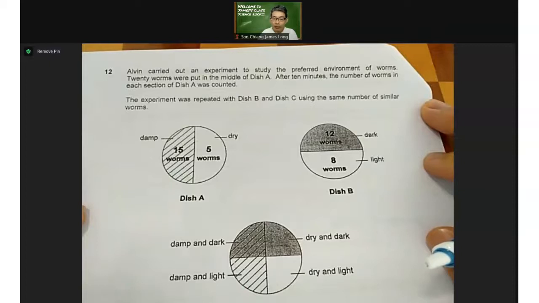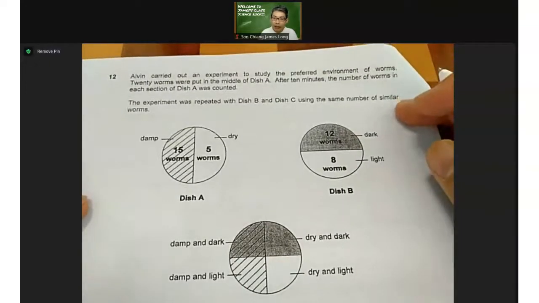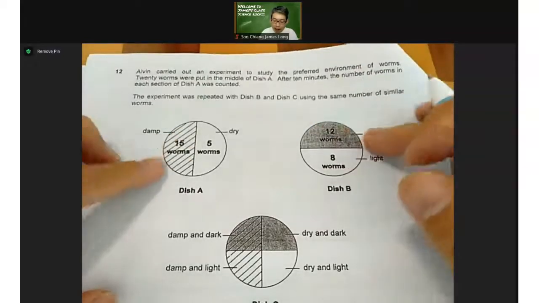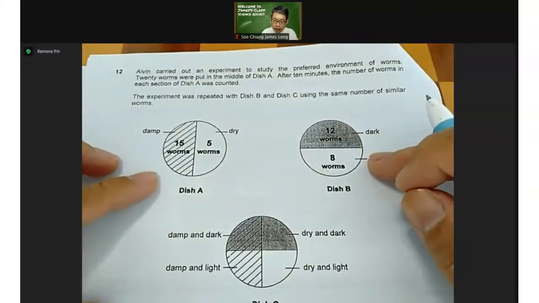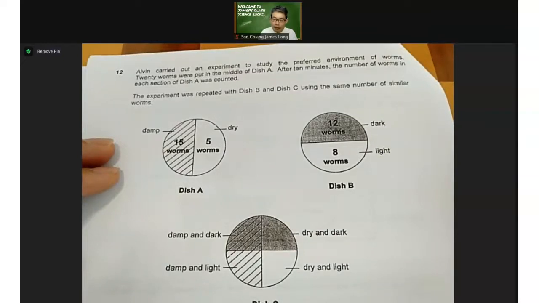This question is about the topic that you learn in primary 3 on diversity of living things. And one thing living things do is that they respond to changes in their environment. So you notice here that there are 3 petri dishes with different kinds of environments. So let's go through the question. Alvin carried out an experiment to study the preferred environments of worms. 20 worms were put in the middle of dish A. After 10 minutes, the number of worms in each dish was counted.